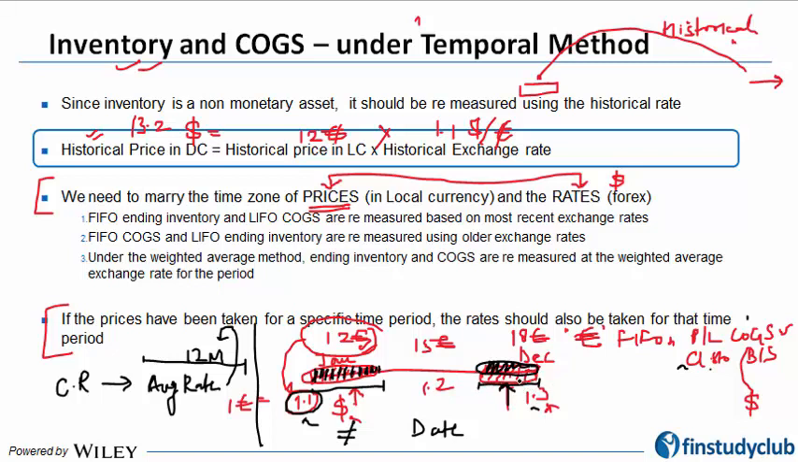Sometimes, especially in core books, the question gives you a sense that the average of January is being taken. The fact of the matter is, you're taking an average, but not a 12-month average. That doesn't mean you're following the current rate method. It is still the temporal method. Why do you take the average of January or December? Because your inventory purchase happens on an average.